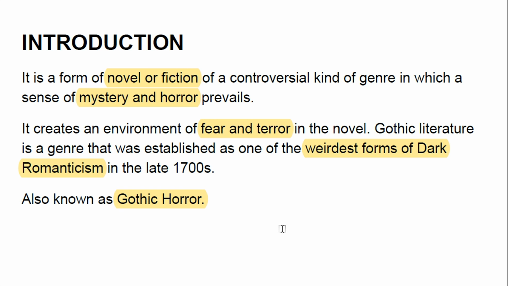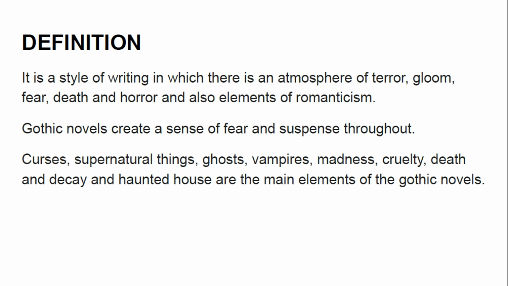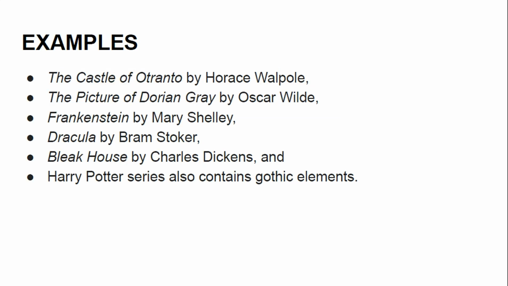Moving towards the exact definition of Gothic literature: it is a style of writing in which there is an atmosphere of terror, gloom, fear, death and horror, and also elements of romanticism. Gothic novels create a sense of fear and suspense throughout. I will prove how in the characteristics, so make sure that you watch the video till the end. Curses, supernatural things, ghosts, vampires, madness, cruelty, death and decay, and haunted houses are the main features of Gothic novels. So moving towards the examples of Gothic literature, Gothic horror.